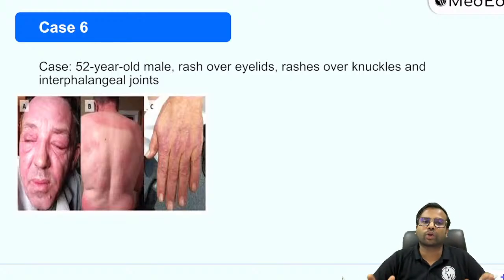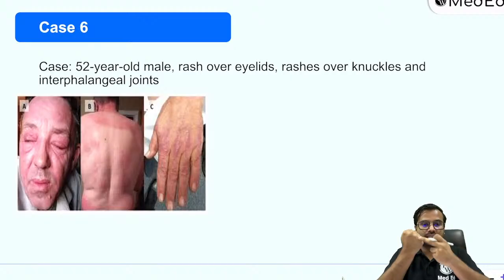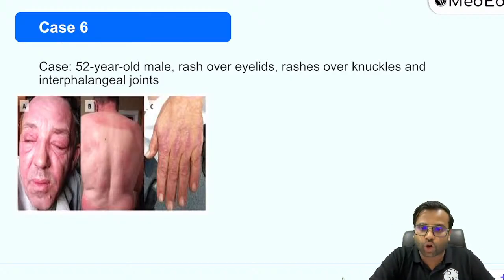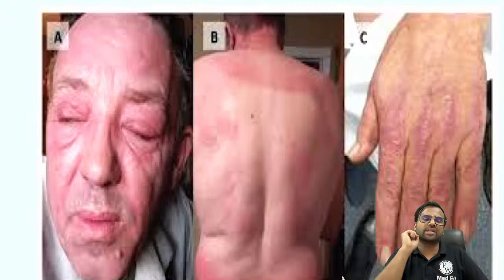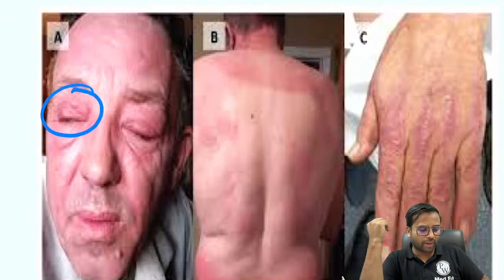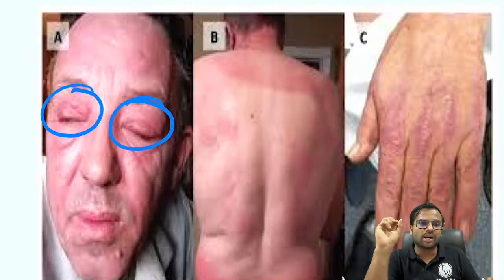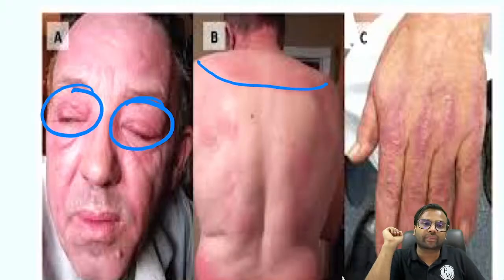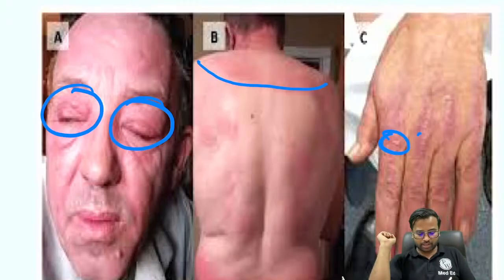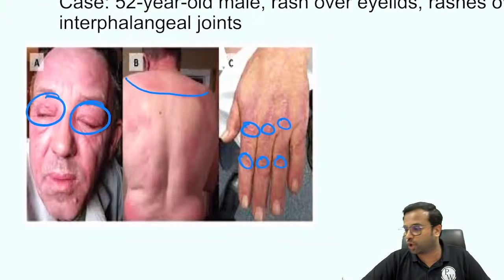There is a 52-year-old male patient who is coming to you, and when you examine, you can see that there are rashes over the eyelids. There are some rashes over the knuckles as well as the interphalangeal joints. Who can answer? If you want, I can zoom this image for you. So here what I can see is, a patient has come to you. In all those areas there is a purple color or a violaceous rash, and you can see that there is a rash something like this, and there are rashes over the knuckles, and there are rashes over the interphalangeal joints.